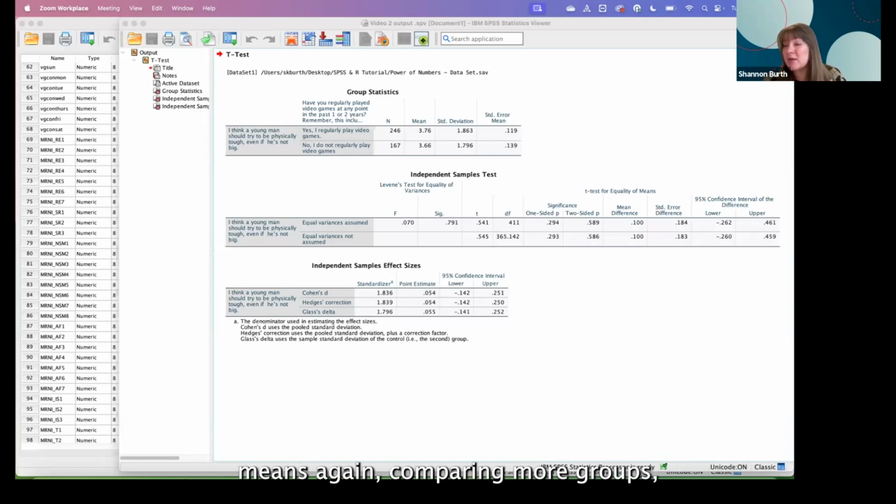We're going to be comparing means again, comparing more groups, but this time it'll be an ANOVA, or an analysis of variance.